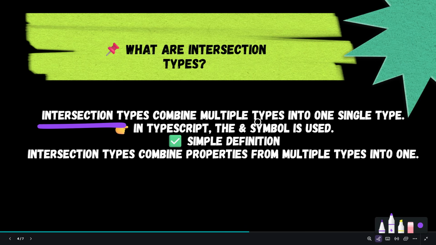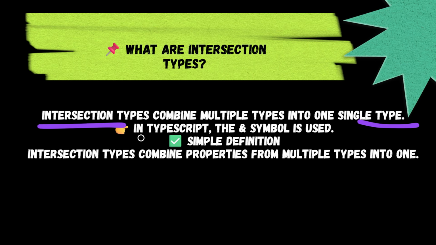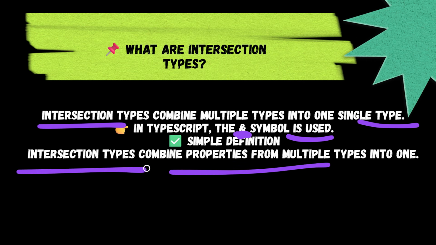Intersection types combine multiple types into one single type. In TypeScript, the ampersand symbol is used. A simple definition: intersection types combine properties from multiple types into one.